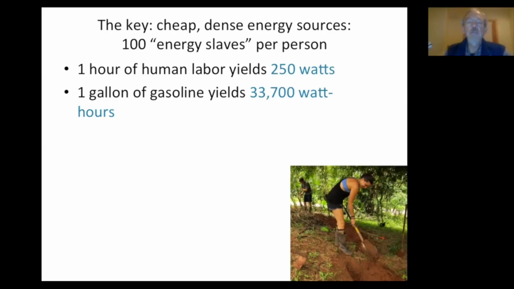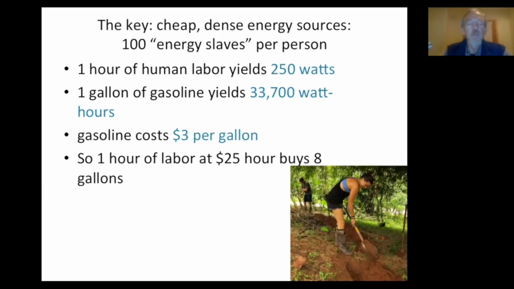A gallon of gasoline, in comparison, has 33,700 watt hours in it. So 1 gallon of gasoline has way more energy in it than you can put out in an hour. That's just an interesting little figure. So if you think that gasoline, at least right now in America, costs about $3 a gallon, I know it's more expensive in other countries.